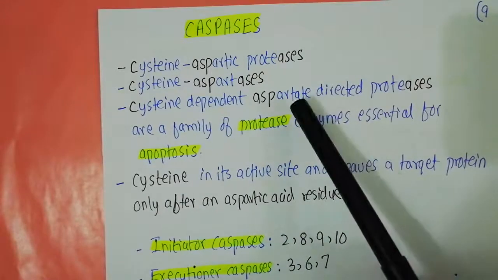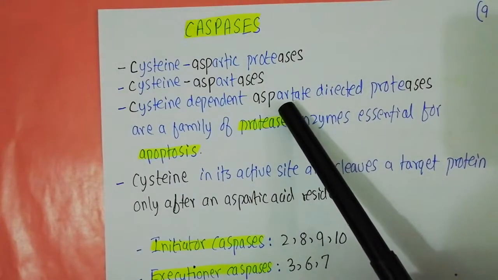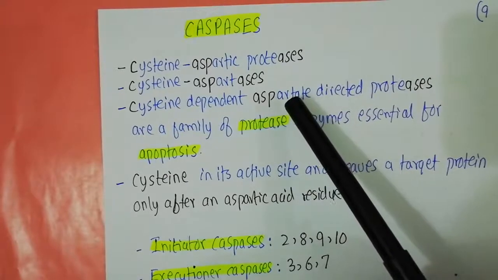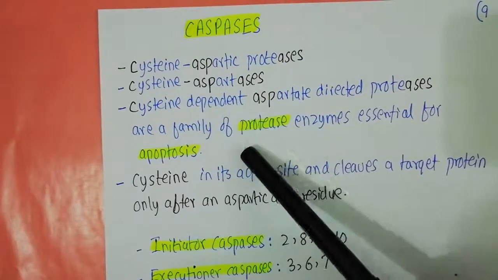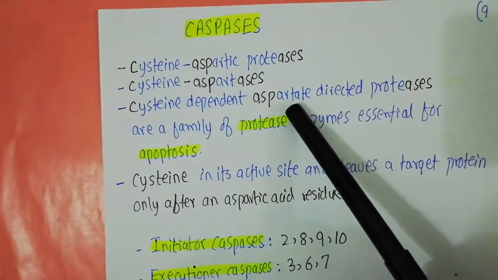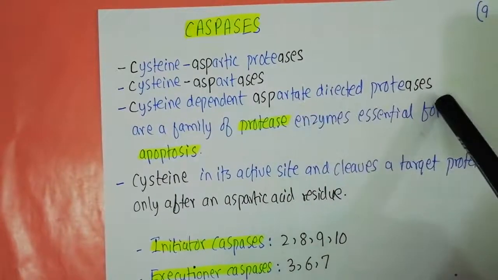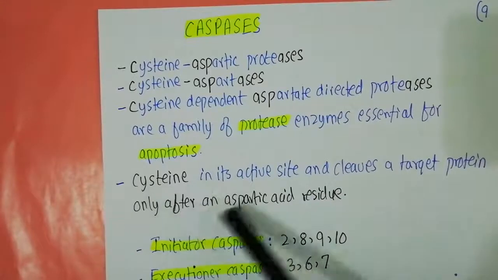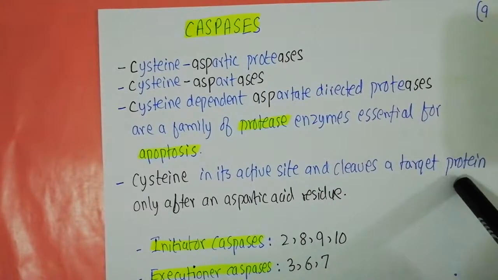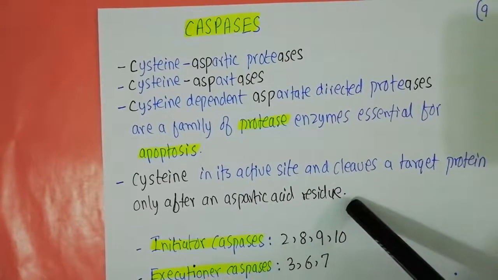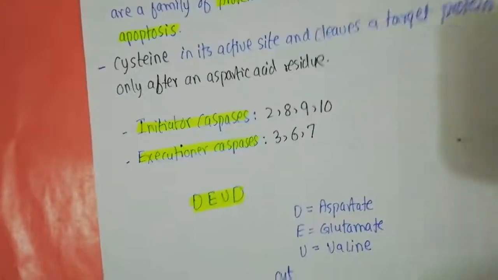That means that the aspartic acid is actually providing a direction or a cut site to these particular proteases. Therefore, they are called the aspartate directed proteases. So cysteine is in their active site and they cleave their target protein only after an aspartic acid residue.